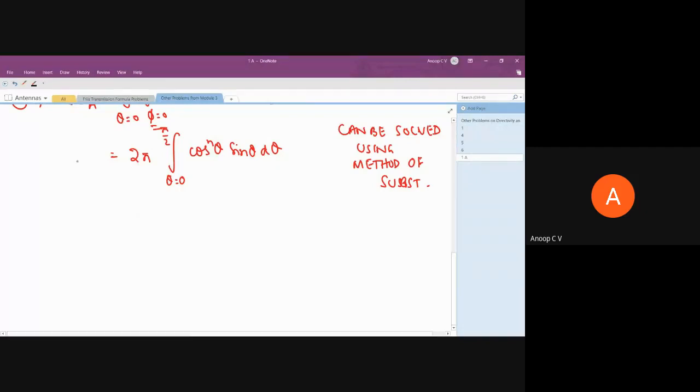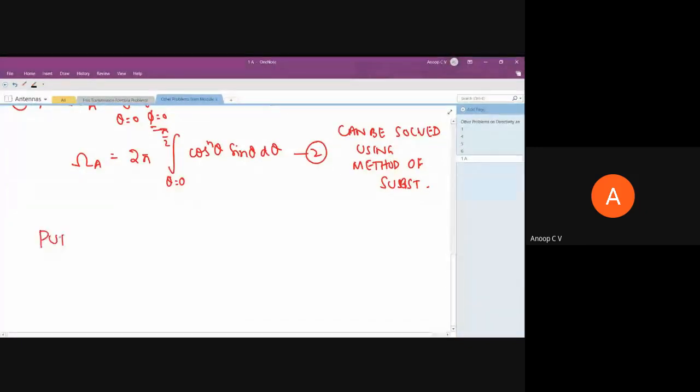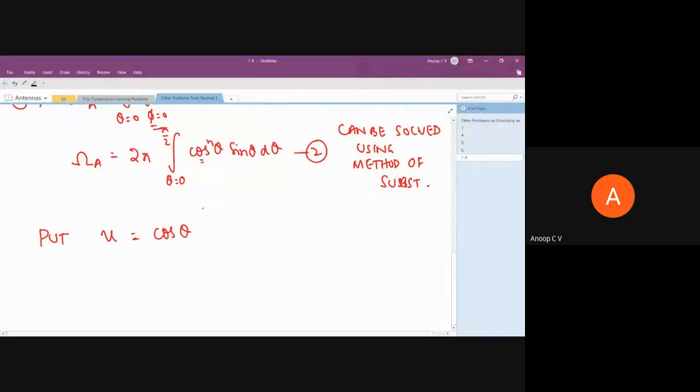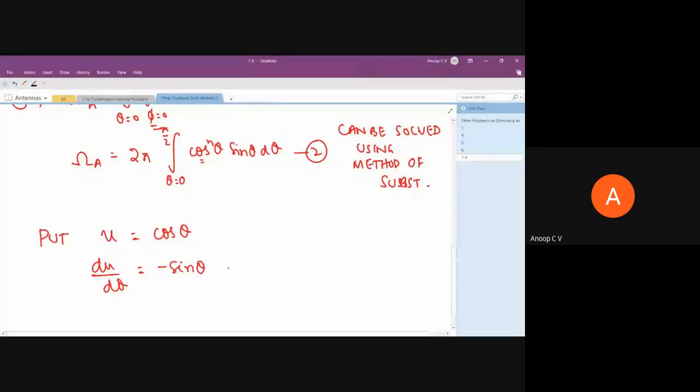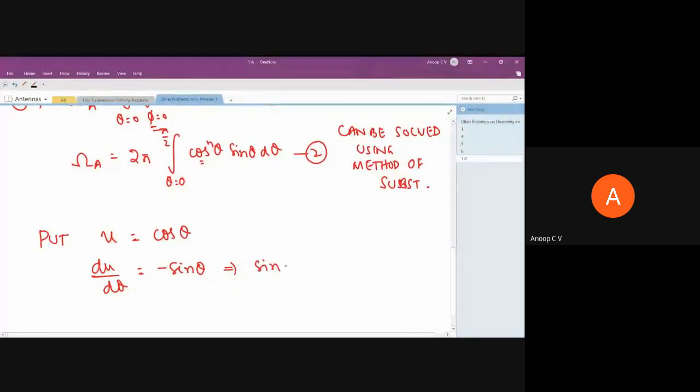So this is omega A, and call this equation number 2. Put u is equal to cos theta. Substitute cos theta equal to u. Then we get du by d theta equal to minus sin theta, which implies sin theta d theta is equal to minus du.